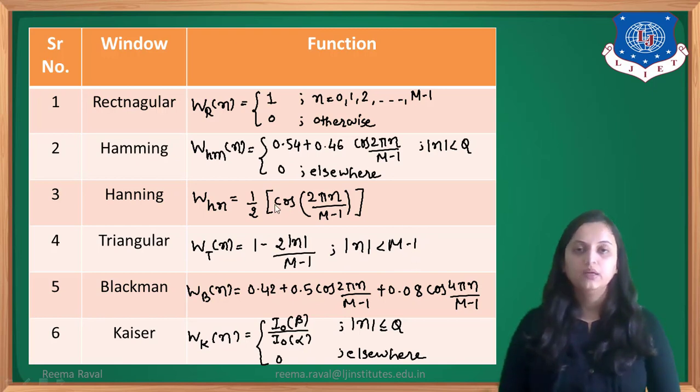Next is the Blackman window, whose function is WB of n, that is equals to 0.42 plus 0.5 cos 2 pi n upon m minus 1 plus 0.08 cos 4 pi n upon m minus 1. Next is the Kaiser window. It is denoted as WK of n, that is equals to I0 beta upon I0 alpha for n less or equals to q, and it is 0 elsewhere.